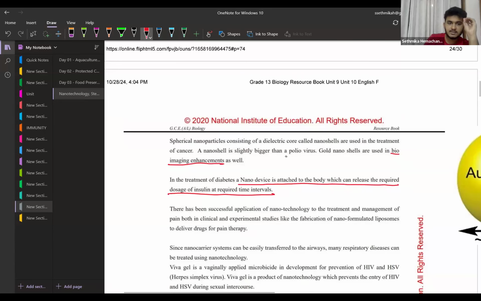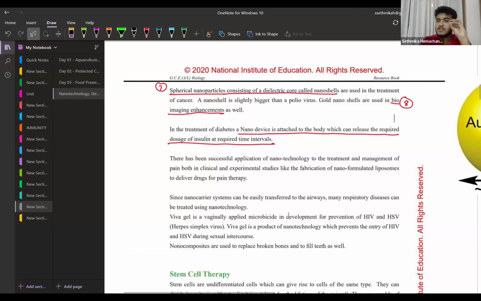Sixth one, this is the seventh one, right? Nanoshells are the seventh one, and bioimaging enhancements are the eighth one. Then in the treatment of diabetes, a nano device. You can create a nano device from these nanoparticles, which is very microscopic, and you can insert it into your body, and that can be used to release the required dosage of insulin.